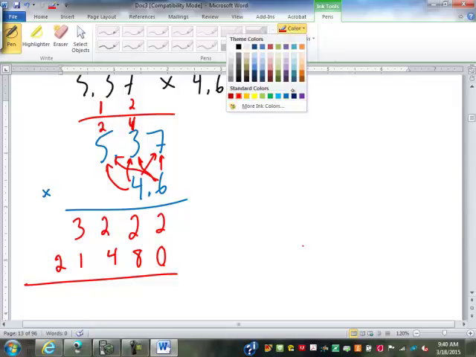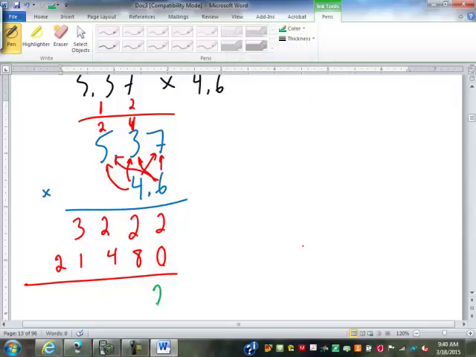And we're going to add down the columns. 2 plus 0 is 2. 2 plus 8 is 10. So 0, carry the 1. 1 and 2 is 3 plus 4 is 7. 3 and 1 is 4. And the 2. Where's our decimal point go?